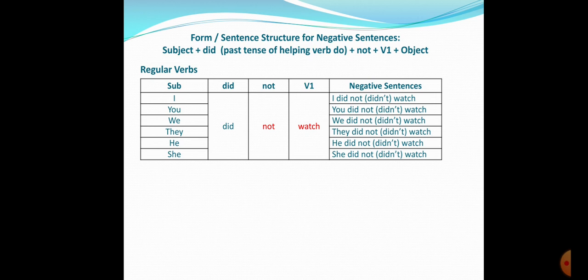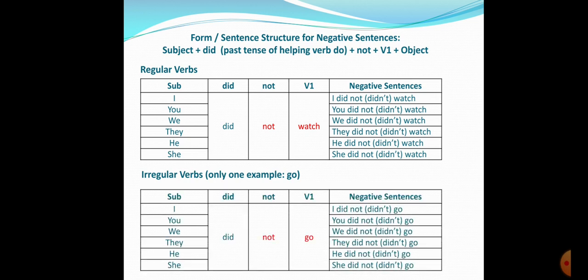Now let's look at the same thing in irregular verbs. Here I am taking again example of go. Now here also go will not change to went, we will use V1 only. So subject will remain same, I, you, we, they, he, she, it, and for all the subjects you will use did, the past tense of helping verb do, then you add not to it, and then you add V1, which is base form of verb go.